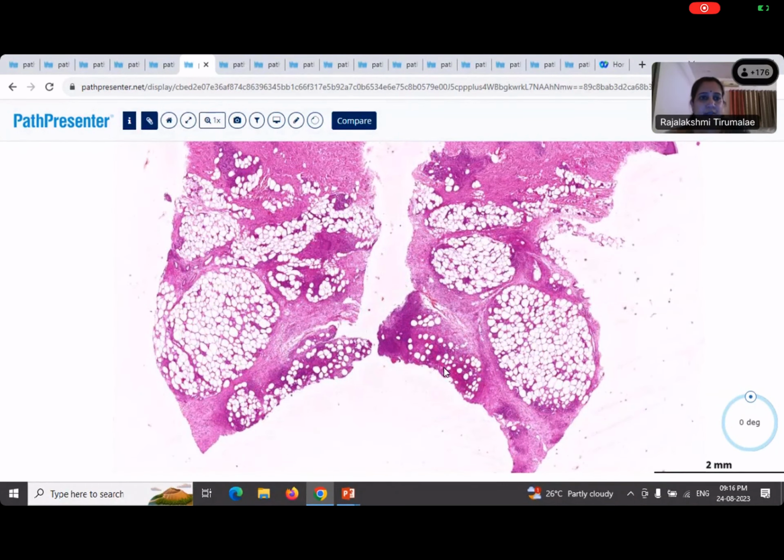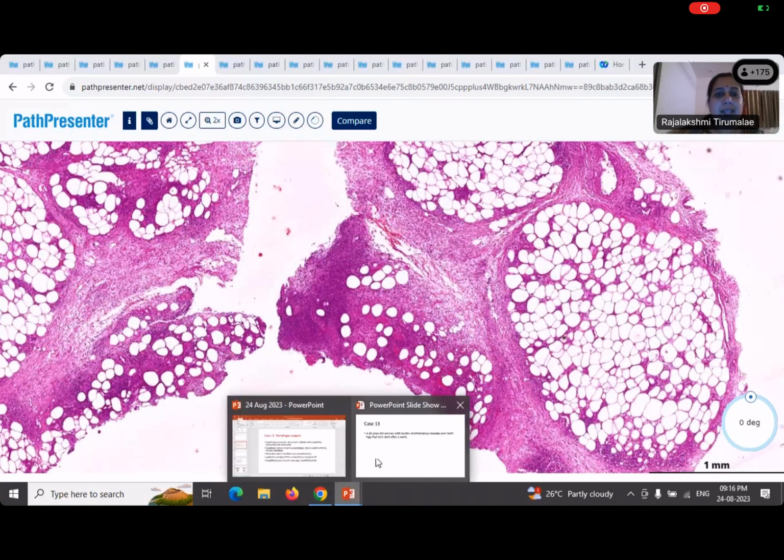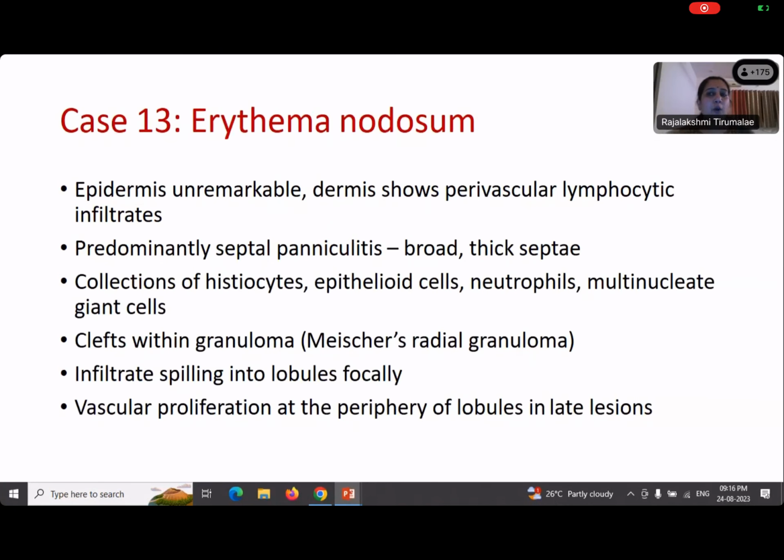The other feature that you're not seeing here, of course, is granulomas. You're only seeing occasional giant cells, but sometimes you may see well-formed epithelioid granulomas. That does not mean that you have to jump and do stains for tuberculosis. Granulomas are quite common in any form of panniculitis. That is not a clue towards the etiology. I'm going to skip Miescher's radial granuloma, which is given in the textbooks. In practice, we don't see it at all.